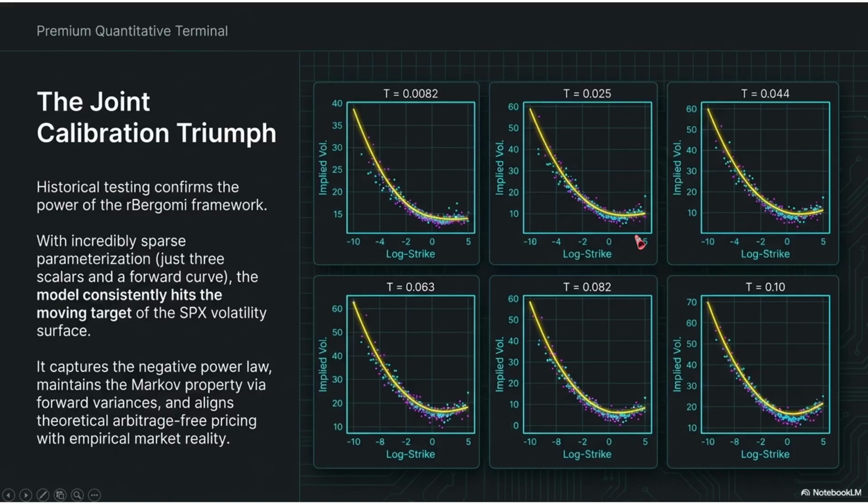So when done correctly, historical testing confirms the power of the rough Bergomi framework with incredibly sparse parameterization, because we use just 3 scalars and the forward curve. The model consistently hits the moving target, for example, the SPX volatility surface across the maturities. It captures the negative power law, maintains the Markov property via forward variance, and aligns theoretical arbitrage-free pricing with empirical reality.